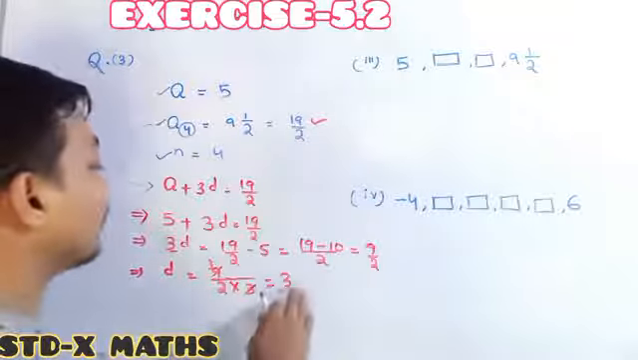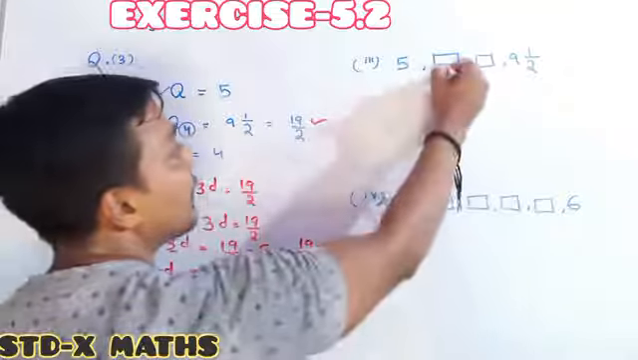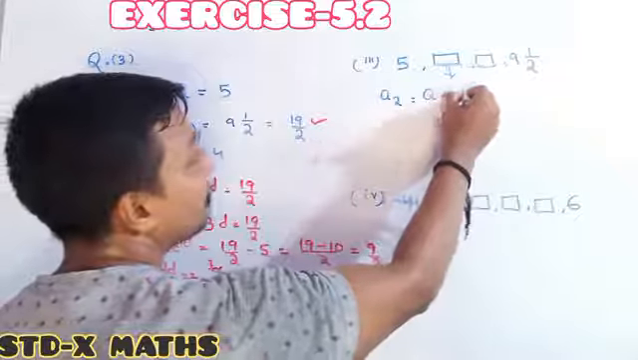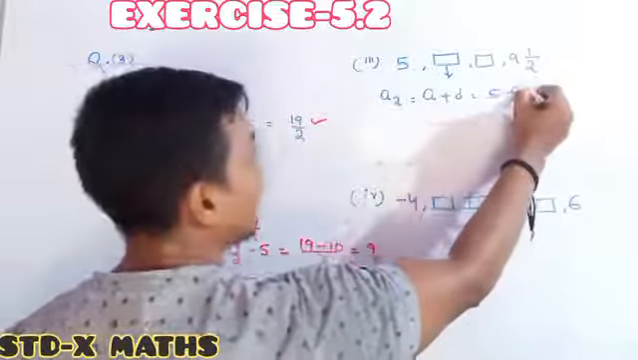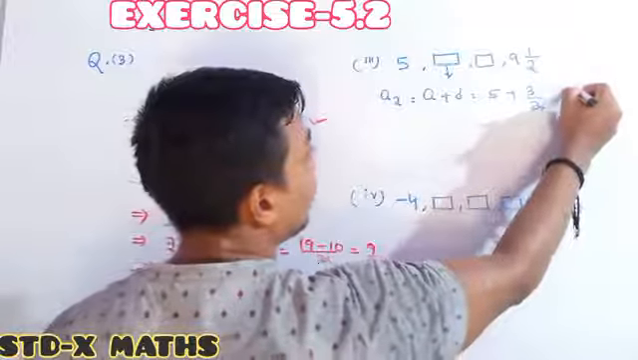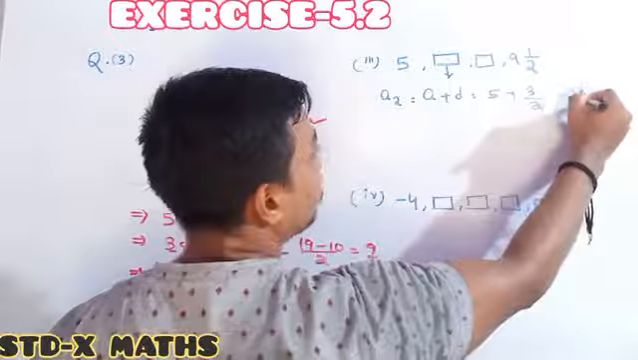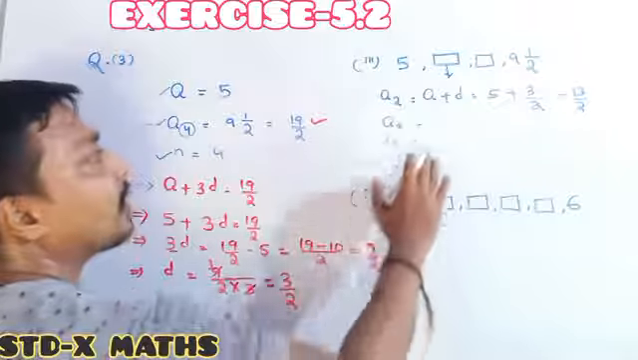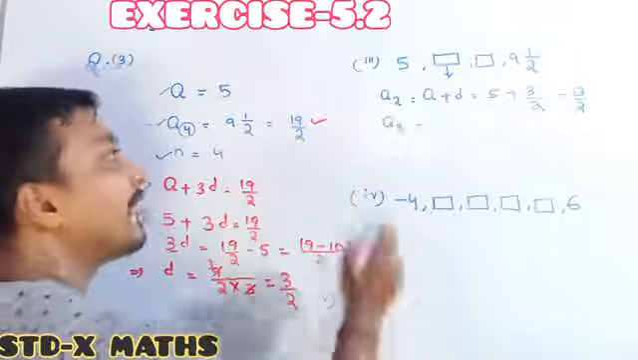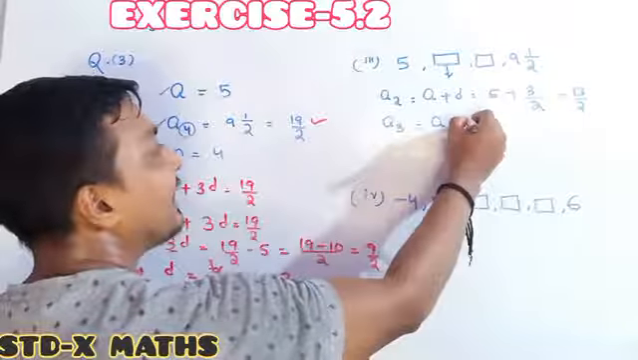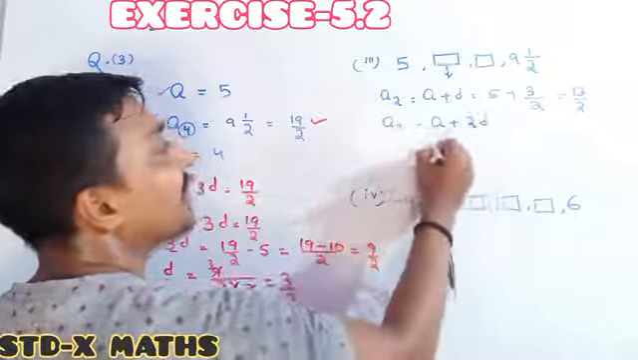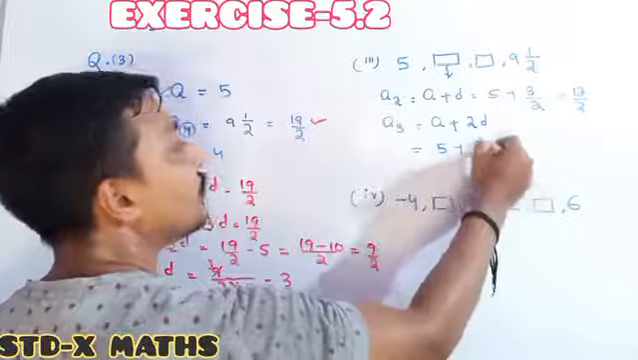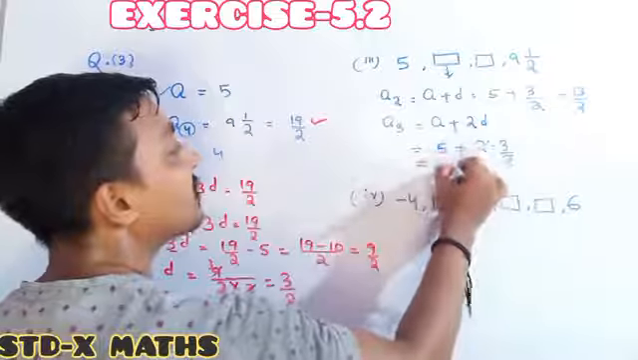Once you get d as 3 by 2, this one is our second term, a2. The formula for a2 is a plus d. A means 5, d means 3 by 2, which is equal to 13 divided by 2. And the next one is a3. The shortcut formula is a2 plus d, otherwise you can also write a plus 2d. A plus 2d means 2 into 3 by 2. The 2 will be cancelled, which becomes 5 plus 3, which is 8.